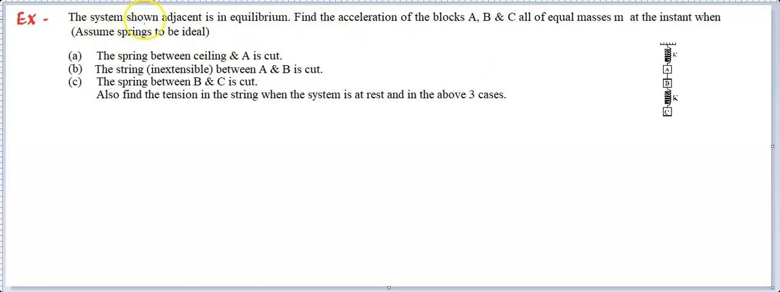So let's read it. It says a system shown in the figure is in equilibrium. That means all forces are balanced on all the bodies. All blocks are of equal mass, every block has the same mass m. At the instant when the following thing is done, there are parts A, B and C. In part A it says the spring between the ceiling and A is cut, and similarly for the other parts.